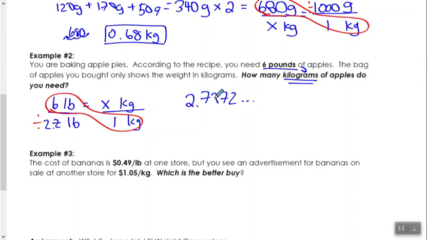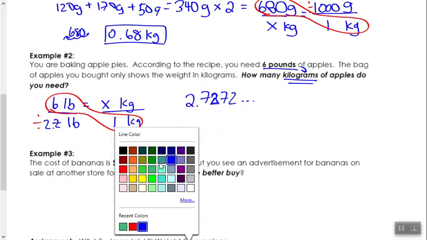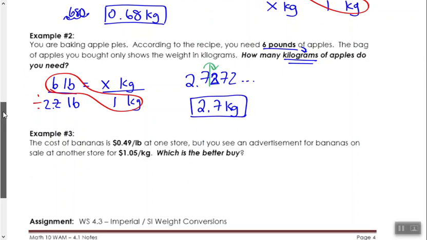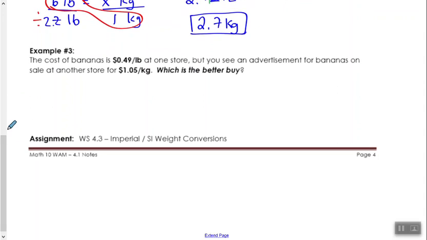2.7272 repeating. That's hideous. Let's just round this to 1 or 2 decimal places. Let's just do 1 in this case. So 2.7 kilograms is what I'm looking for. So you'll probably be looking for a 3 kilogram bag, but you'll need at least 2.7 kilograms.